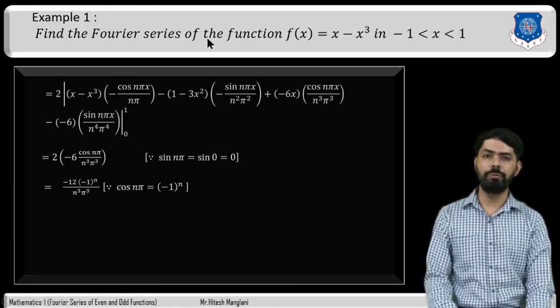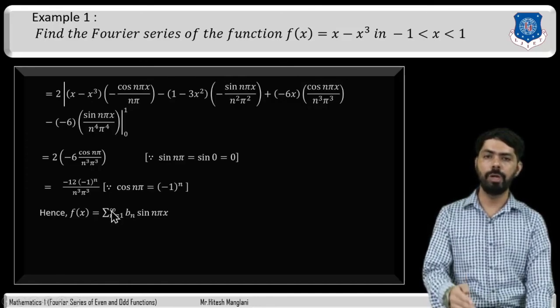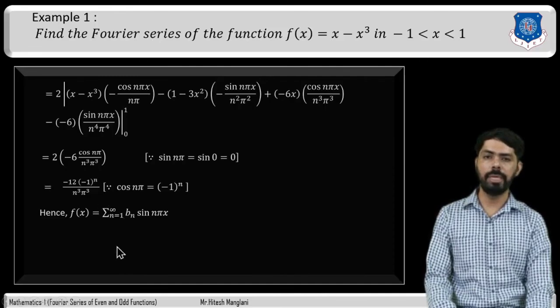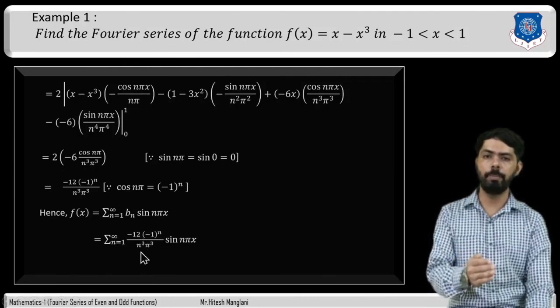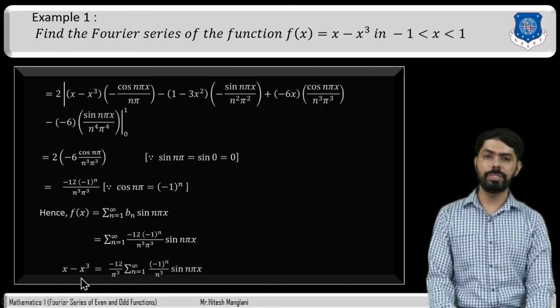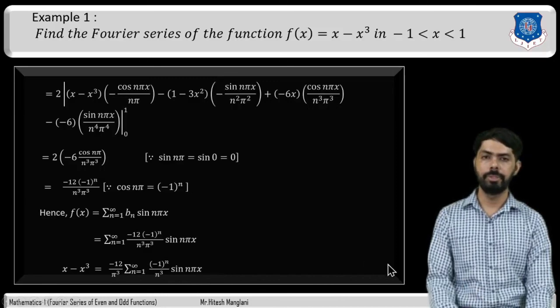But here we will have to find the Fourier series of the function in minus 1 less than x less than 1. So Fourier series is given by f of x is equal to sigma n equal to 1 to infinite bn sin n pi x. Now we will put value of bn in this Fourier series. So here it will be sigma n equal to 1 to infinite minus 12 into minus 1 raised to n divided by n cube pi cube into sin n pi x. Therefore, Fourier series of this function will be minus 12 divided by pi cube sigma n equal to 1 to infinite minus 1 raised to n divided by n cube into sin n pi x.